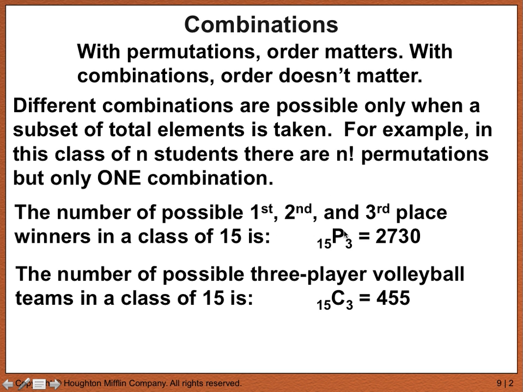You see, first, second, and third place winners. If James is first place and Christine is second place and Bobby is third place, that's not the same as Christine being first place, Bobby second, and James third. Order matters, and that's why that's a permutation problem. But for the 3-player volleyball team, order doesn't matter because the 3 players rotate, and they all are helping each other out. We're not saying that there is a player 1, a player 2, and a player 3. It's just that there are 3 players who form a team. So order doesn't matter.